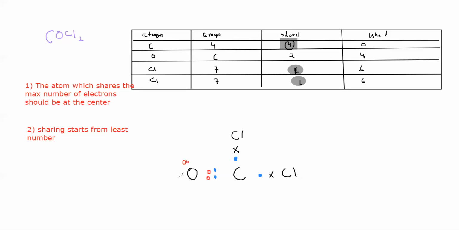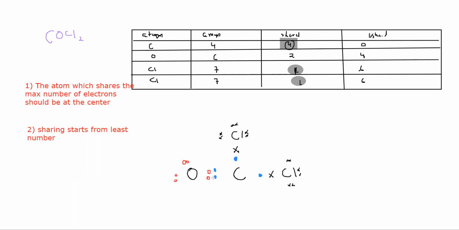So 1, 2, 3, 4. For chlorine there are 6 unshared electrons. So 1, 2, 3, 4, 5, 6. 1, 2, 3, 4, 5, 6. Is it clear? Then you will draw the circles to show that each circle should have 8 electrons.